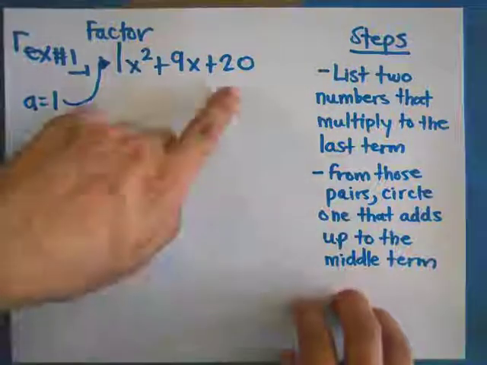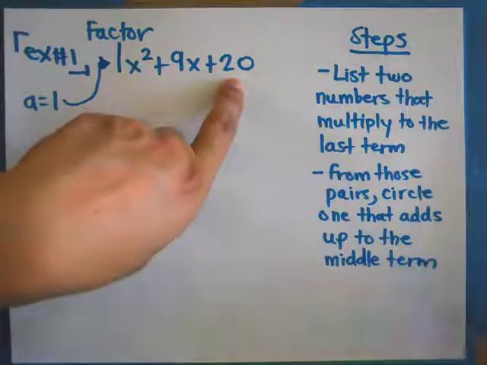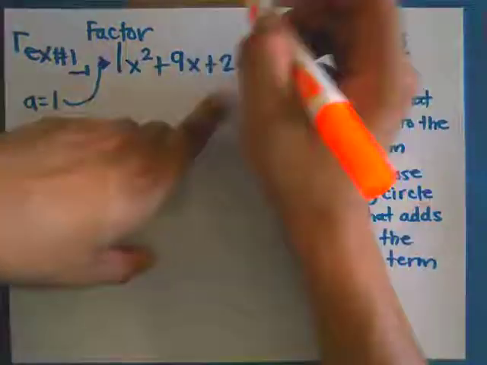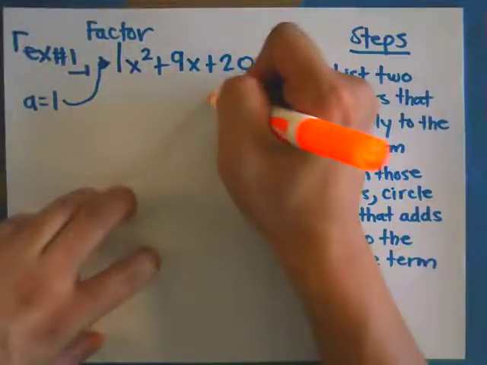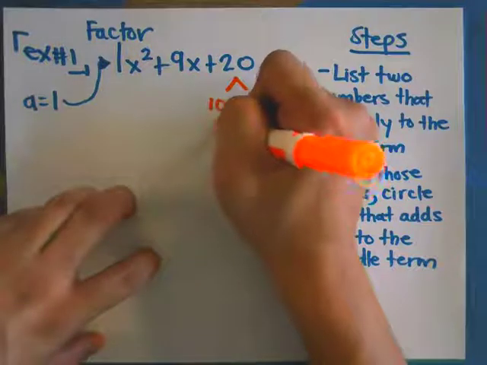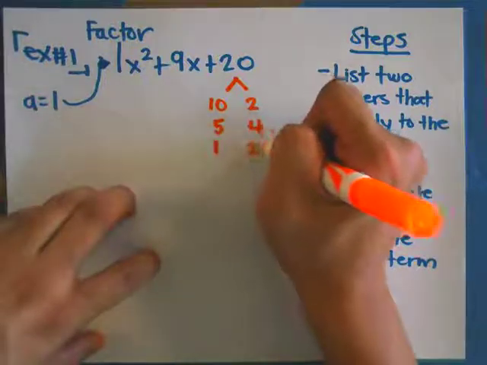You're going to deal with the last number first. You want to list down 2 numbers that multiply to the last term. So let's start off with that first. What 2 numbers multiply to 20? We can go 10 times 2. Okay. We can also go 5 times 4. Don't forget, sometimes also 1 times 20 works as well.